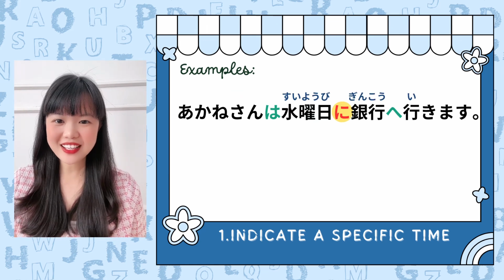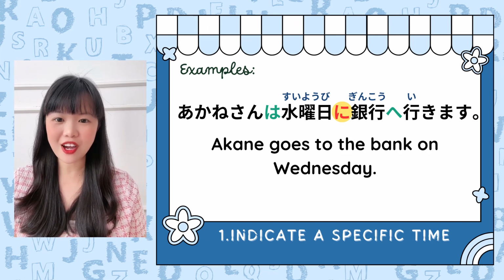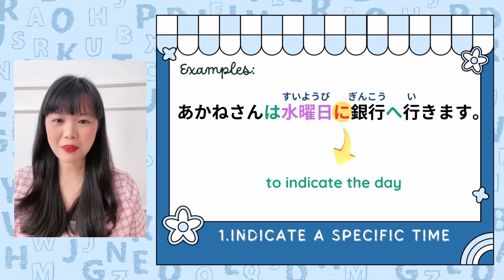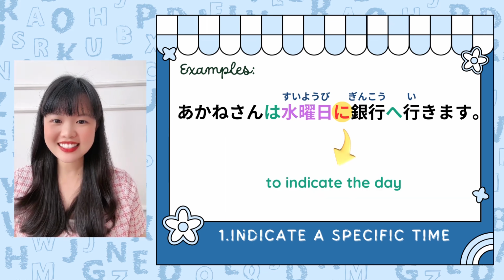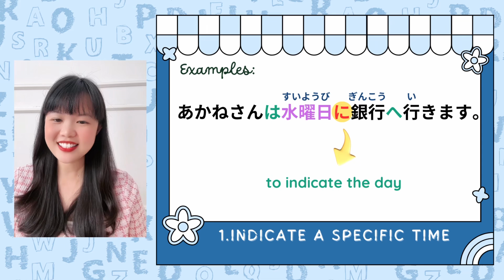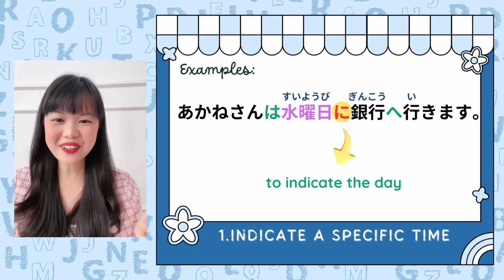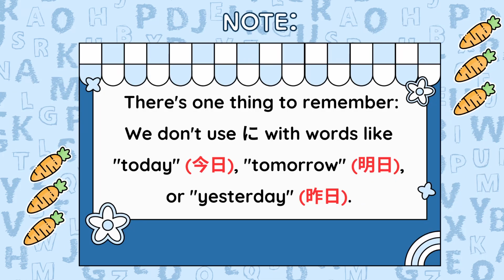Another example is 茜さんは水曜日に銀行へ行きます. Akane goes to the bank on Wednesday. In this sentence, the particle ni is used with 水曜日 Wednesday to indicate the day. Pretty simple, right? But there is one thing to remember.